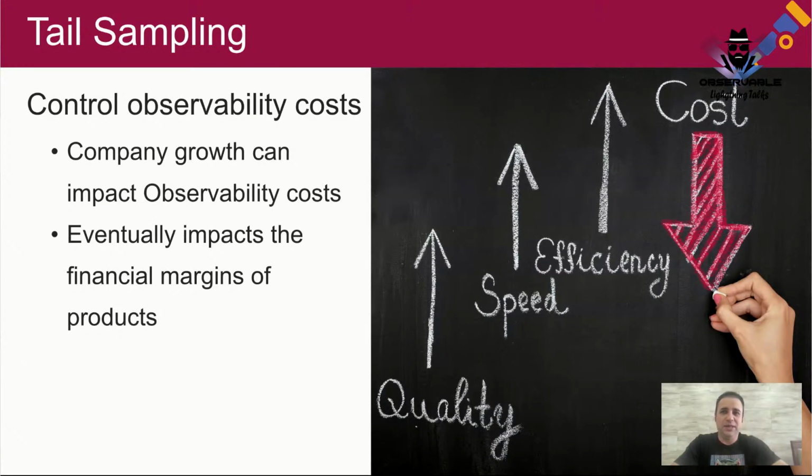Tail sampling allows us to control observability costs. Because we are growing fast, the costs of observability can be impacted. If the costs grow very fast and without some kind of control, it can impact the margins of the product. So the idea here is to keep quality, speed, and efficiency, and keep cost under control.